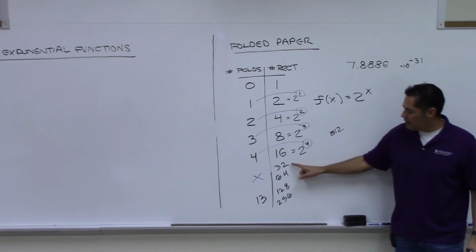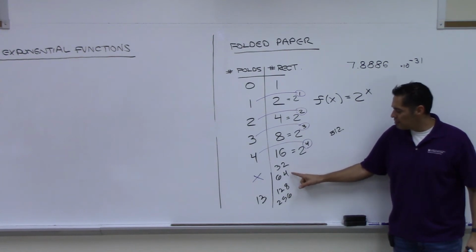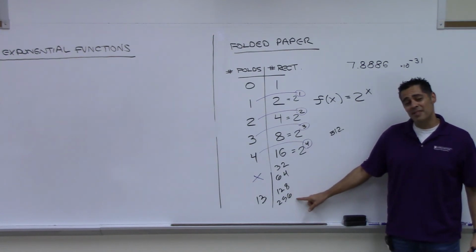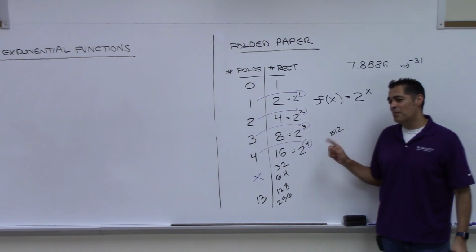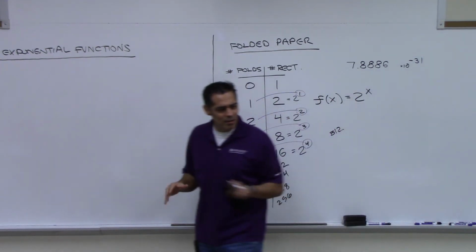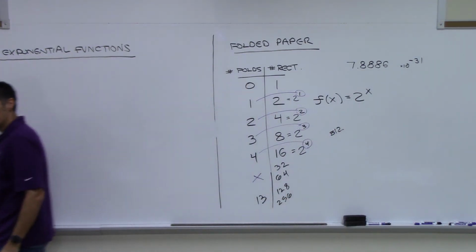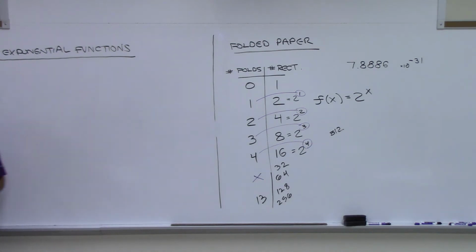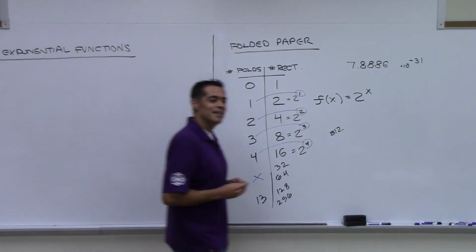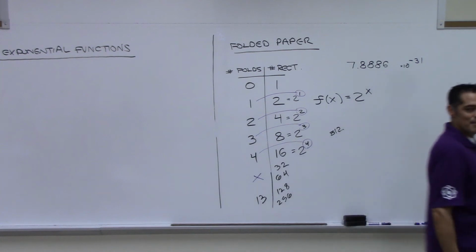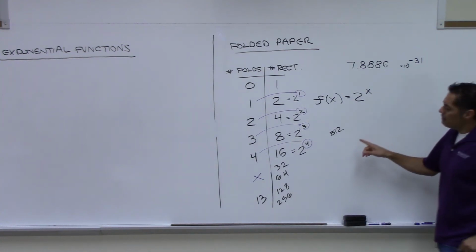Does anybody recognize these numbers? 32, 64, 128, 256, 512. Do y'all recognize those somewhere in your real life? Anywhere have you seen those numbers? What's that? Yes, but I can't remember where. These aren't perfect squares.